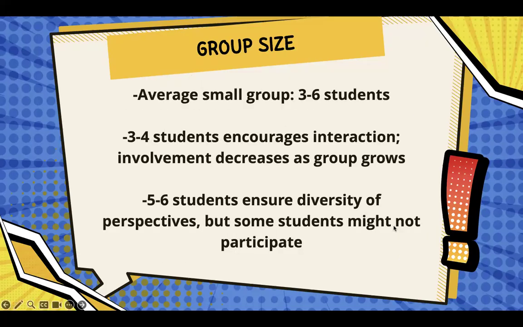So for group size, the average small group is 3 to 6 students. 3 to 4 students encourages interaction, so involvement decreases as the group grows. For a small group, this would be for a larger discussion, so students actually interact with each other and everybody gets a chance to speak. 5 to 6 students ensures diversity of perspectives, but some students might not participate. So it's easier for a student to not get involved because other students are talking or they're being spoken over. So you just want to gauge that based off of the students that you have and the activity that you have for them.